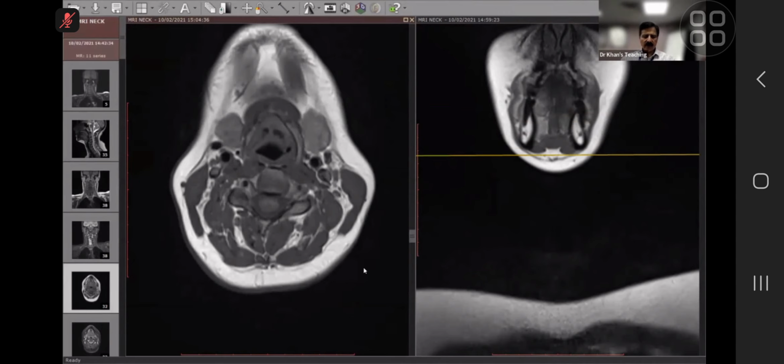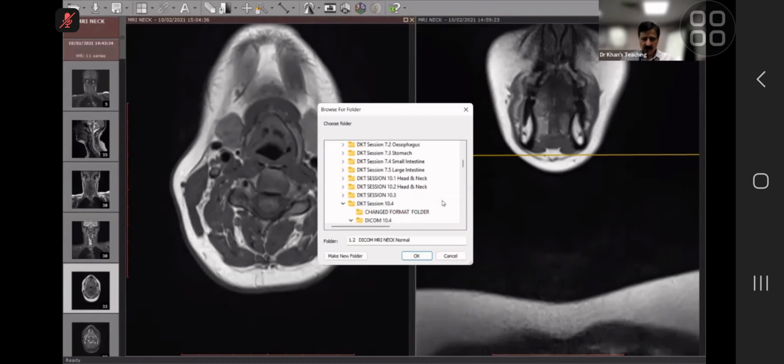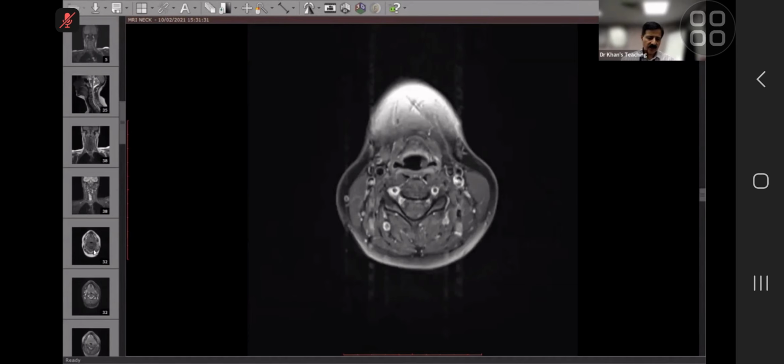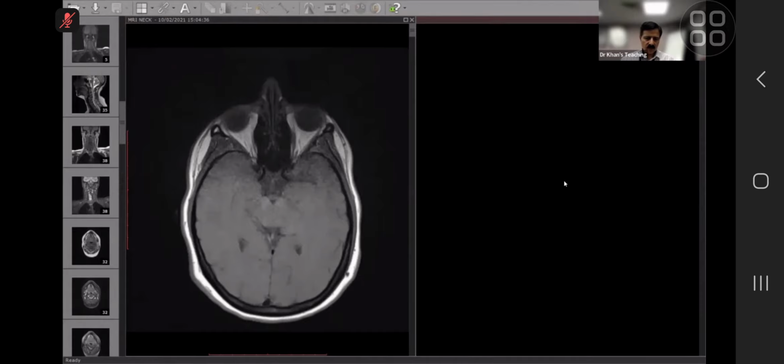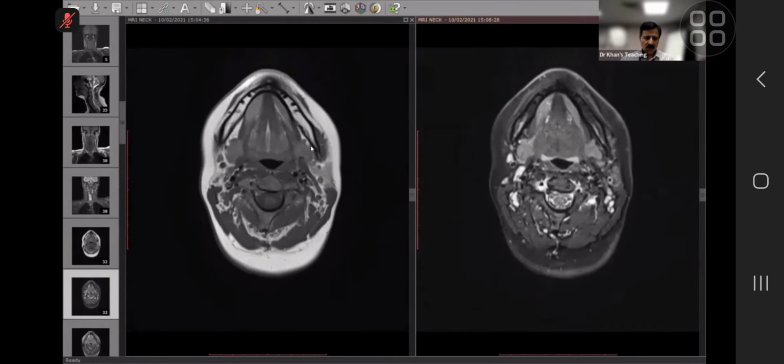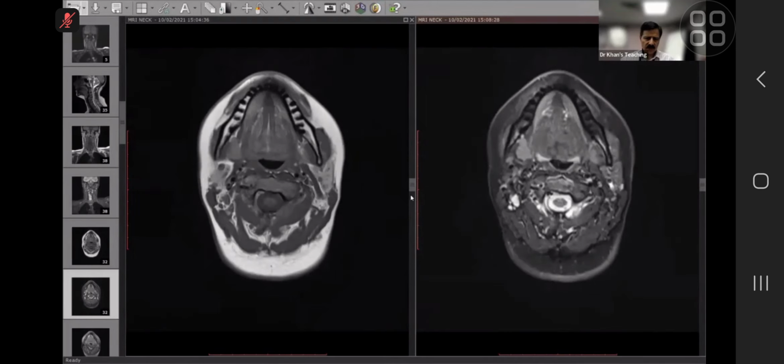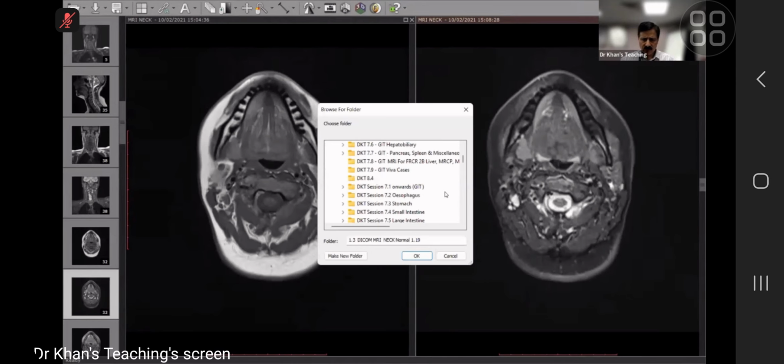Right, now I am going to show you the case which you saw as a single slide. It is not the same case, but it is a similar case. I think I have opened the wrong case. Just 1 second, please.